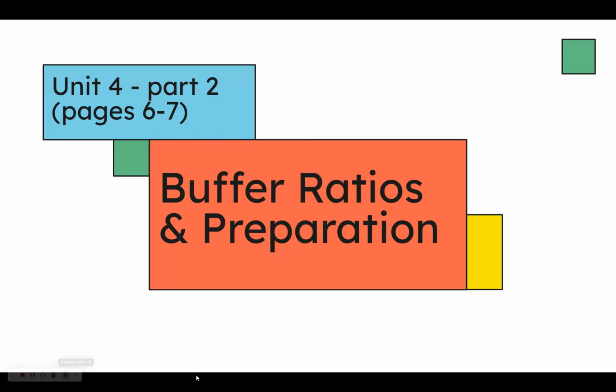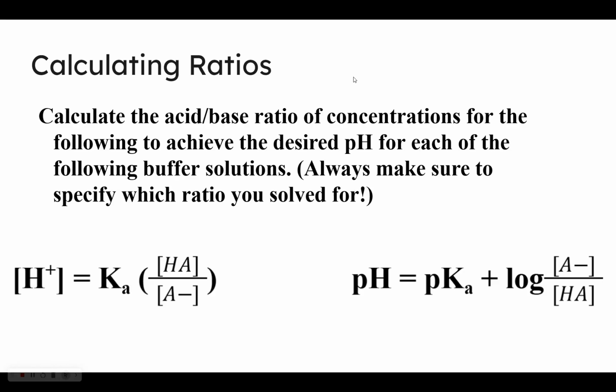All right, so here we've got the last chunk of calculations that we're going to be doing with buffers. And this is going to focus on finding ratios of our weak substance with its conjugate, as well as getting into the nitty-gritty of preparing a buffer and how you would make choices and how much to prepare. So, first off, calculating ratios.